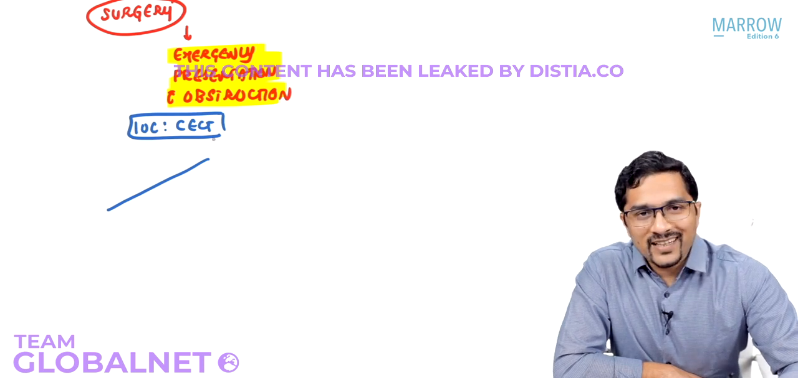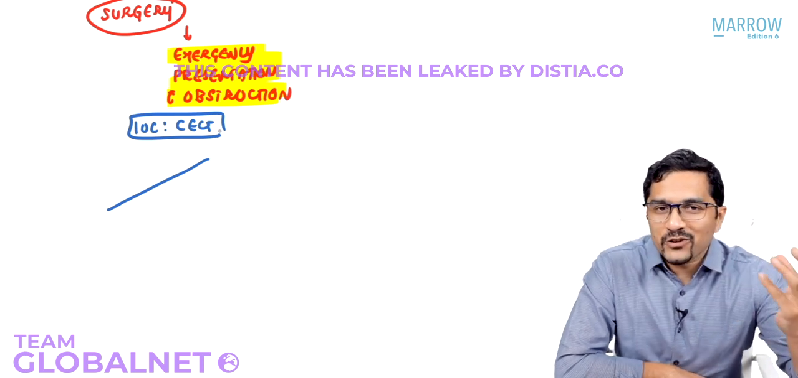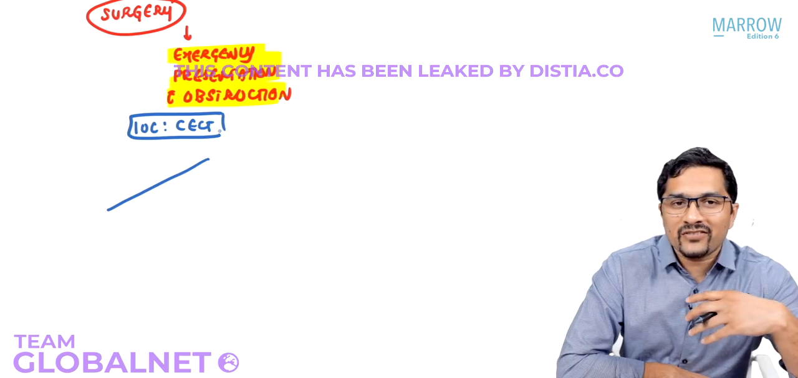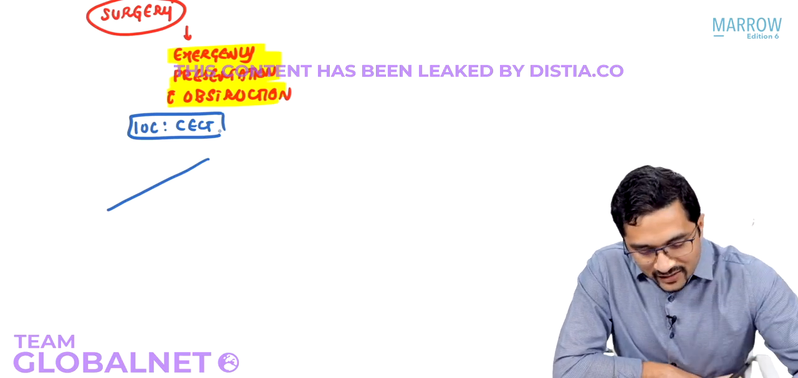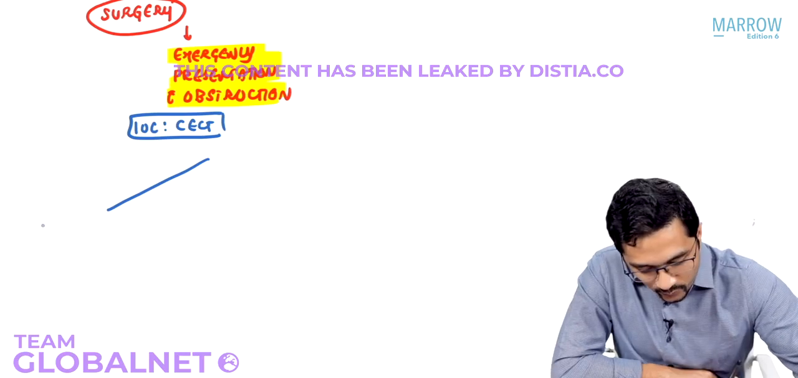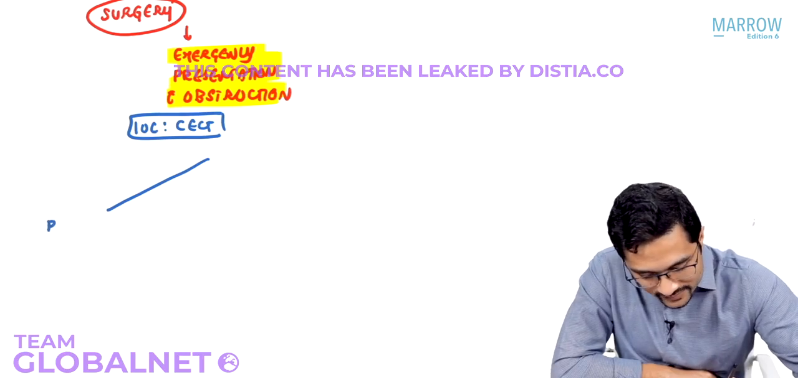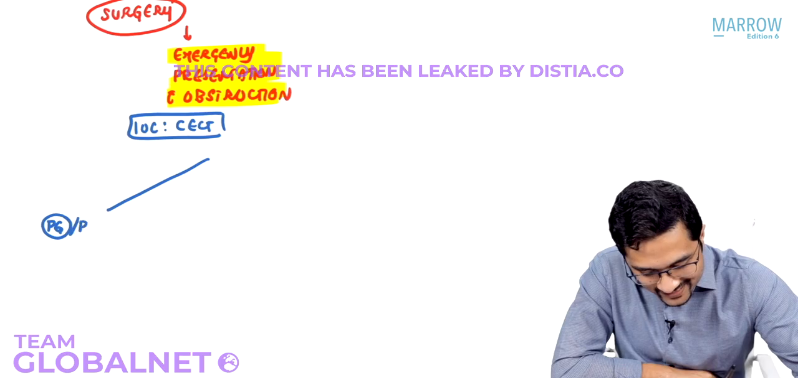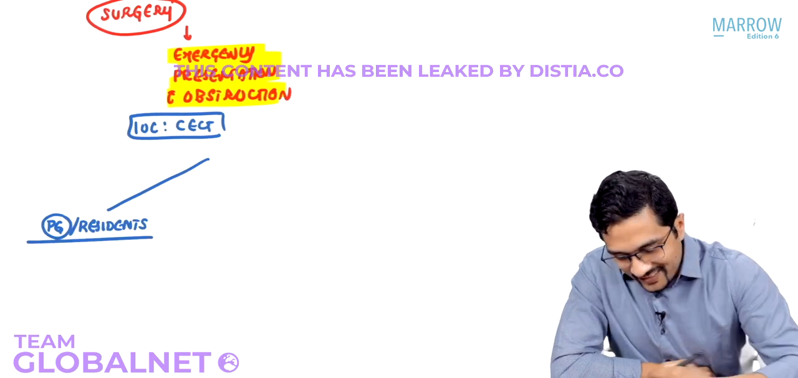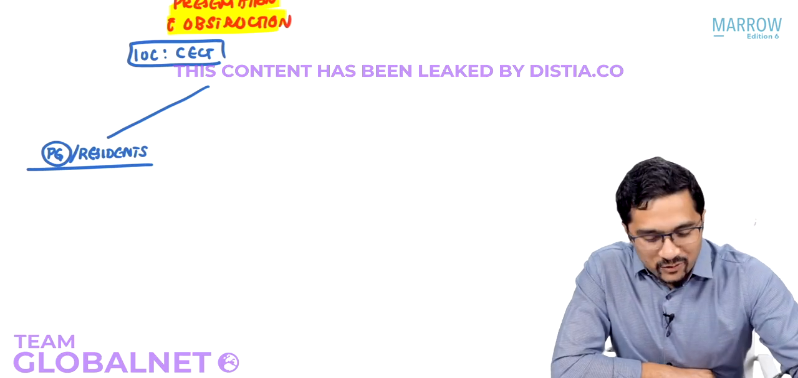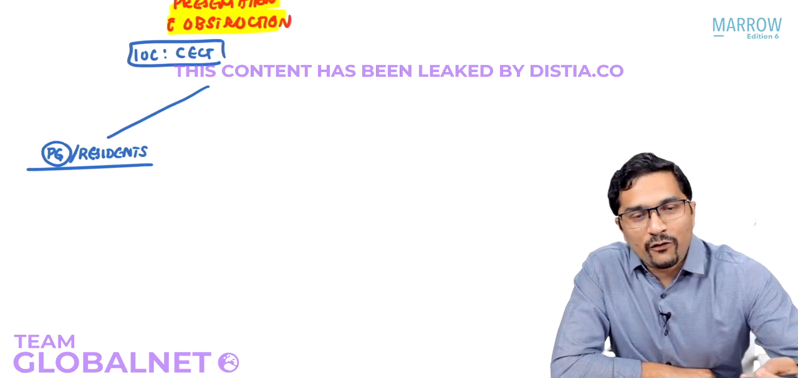The reason I'm smiling is because, usually in the emergency, you have postgraduates and a senior resident who's posted there. So if this patient comes when only postgraduates are there, only residents are there, and you get a patient with obstruction, then what will be the surgery which will be performed at night?